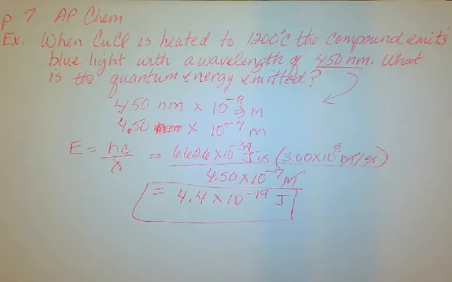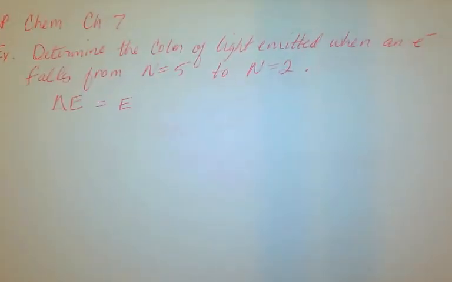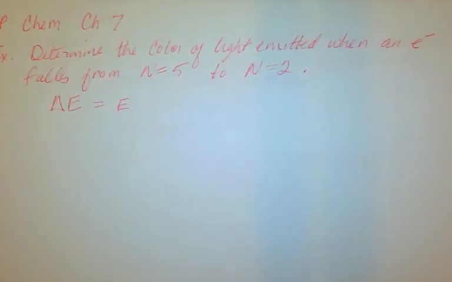Okay, our second example problem is to determine the color of light that's emitted when an electron falls from the n equals 5 position to the n equals 2 position. Okay, so we know when an excited electron falls to its original location, it's going to emit a photon of light. And the further it falls, the more energy has to be released. The more energy released changes the color of light that we see.